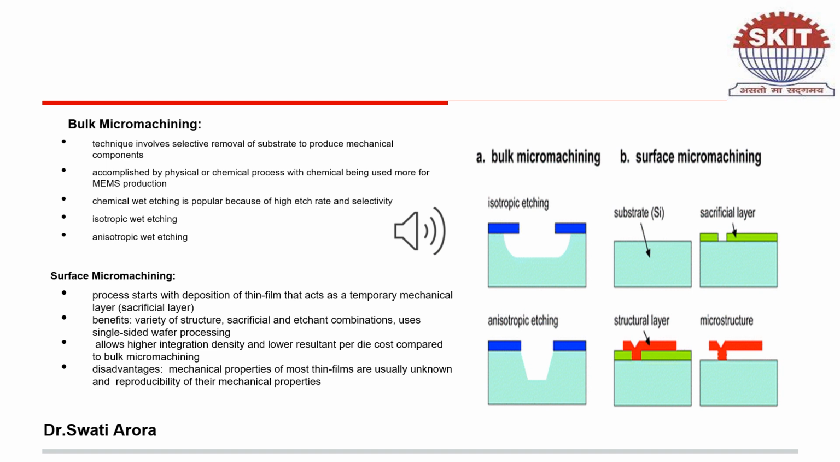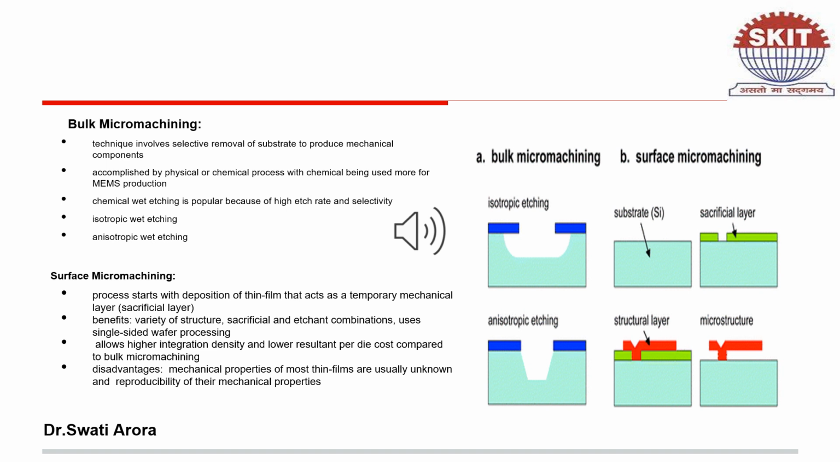Isotropic wet etching is that in which the etch rate does not depend on the crystallographic orientation of the substrate, and etching moves at equal rates in all directions. In anisotropic wet etching, the etch rate is dependent on the crystal orientation of the substrate. So here we can see this in the picture.